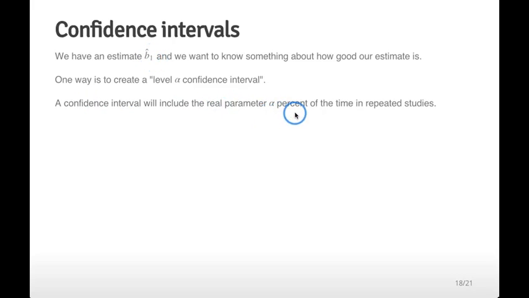To think about it another way, suppose that we over and over and over took a subsample of the same size and we recalculated the confidence interval in the same way. Then we would get 100 different intervals, and of those 100 different intervals, alpha percent of them would cover the parameter that we actually cared about.